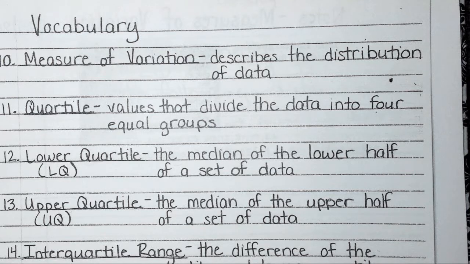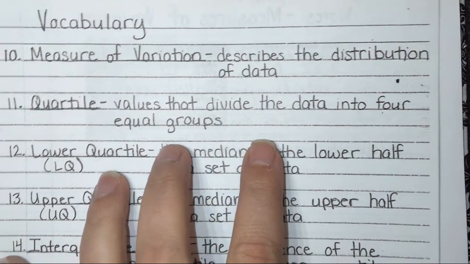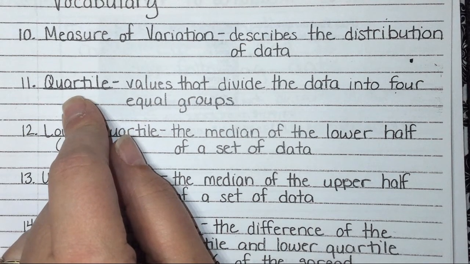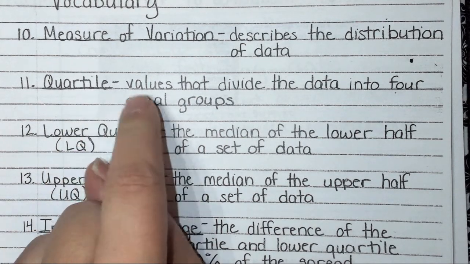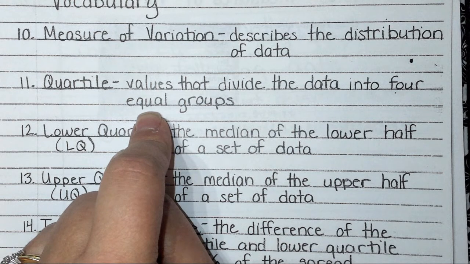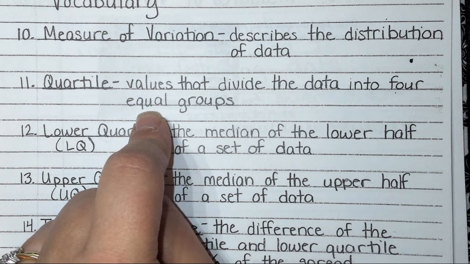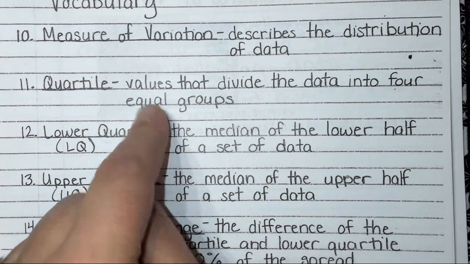Okay? The word variation itself means how it changes. So really we're going to talk about how your data changes as we go through the numbers. The next word, quartile. What do you hear when you see the word quartile? Quarter. Okay? Well, that's exactly what we're going to do. We're going to divide our data into 4 groups. If you got 4 quarters in $1, so we're going to be dividing our data into 4 groups.